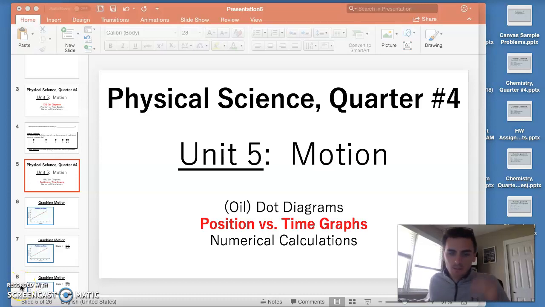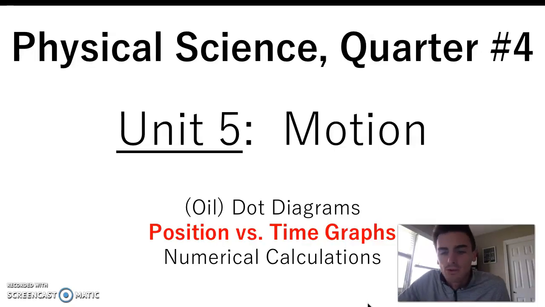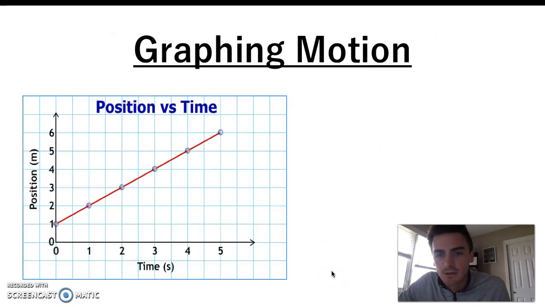Physical science classes, we are now hopefully learning a little bit about motion. You should have explored over the last few days how we can explore motion with dot diagrams. This is going to be a quick lesson on position versus time graphs. So we can have diagrams, we can graph it, and then tomorrow we'll do calculations. This is going to be quick and less than we do in class, but it should be enough to get you through.